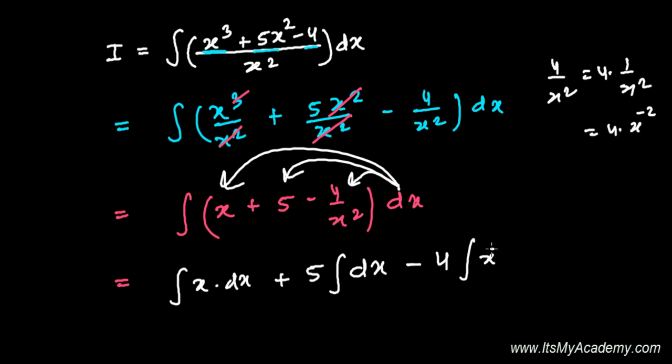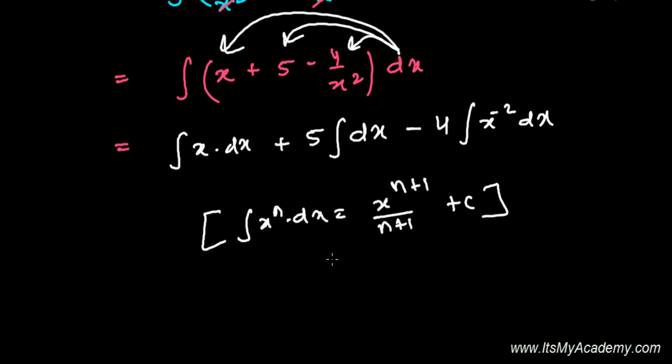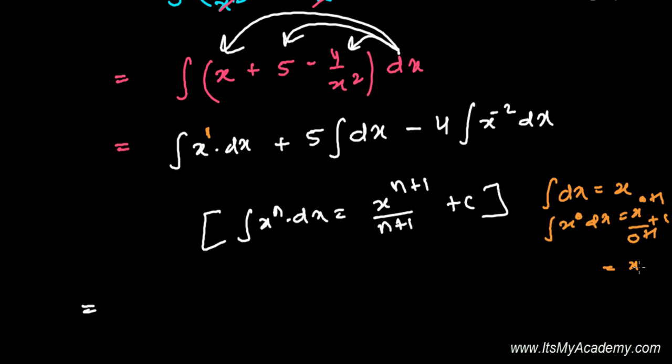So I'm just writing x to the power minus 2 dx, and everywhere the same formula is going to be used. That is, the integral of x to the power n dx is equal to x to the power n plus 1 divided by n plus 1, plus some constant. Now, the integration of dx is simply x, as I already told you, because it is x to the power 0 dx, and that's x to the power 0 plus 1 divided by 0 plus 1 plus some constant. That's going to be x plus constant.